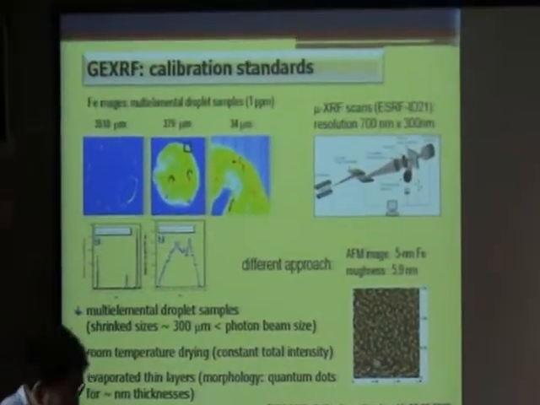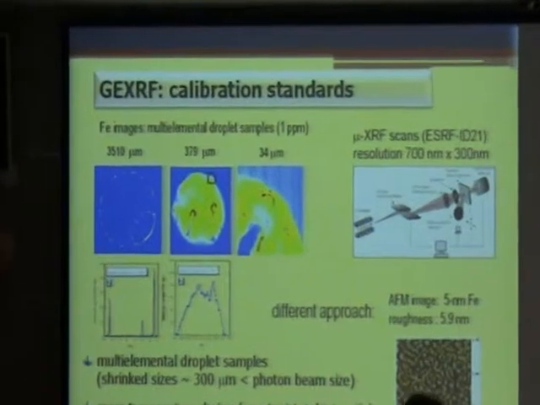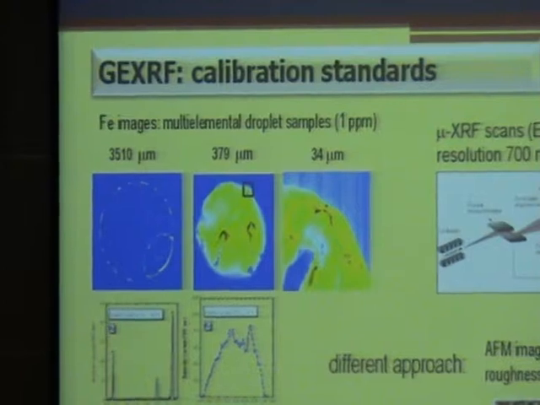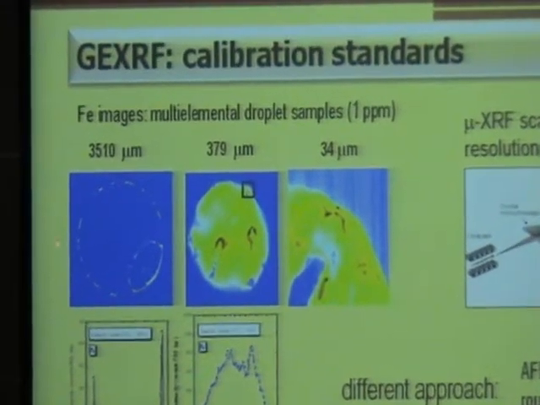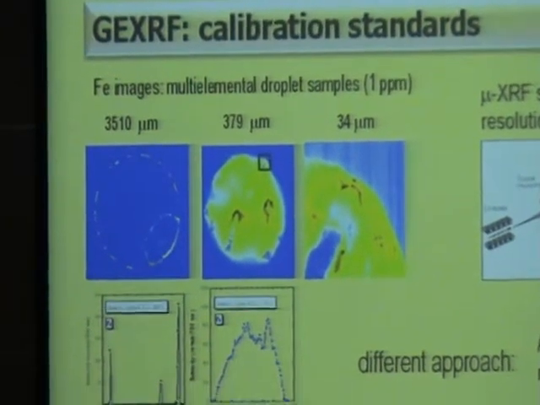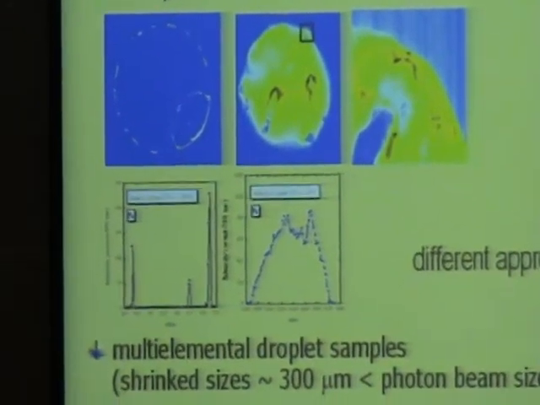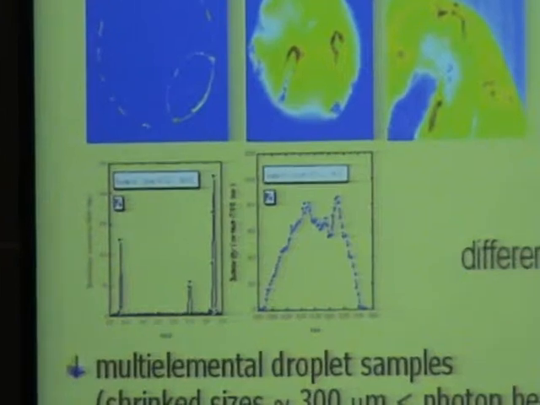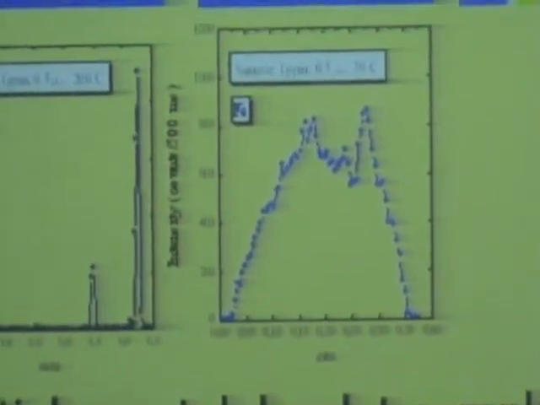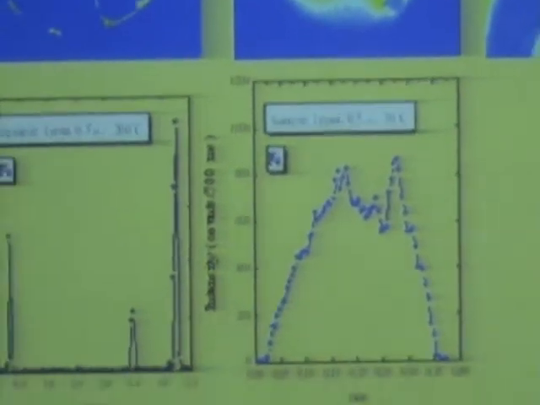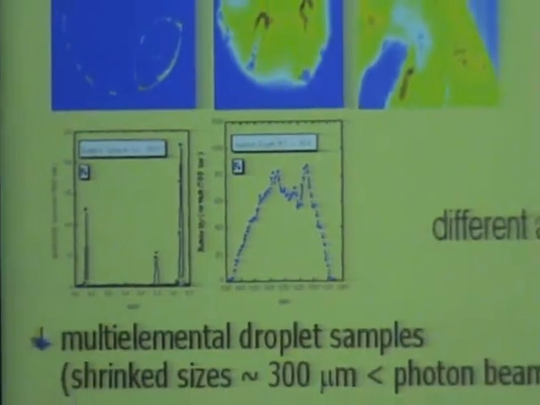We know that during the drying the droplet shrinks, and the diameter is 300. So you see the droplet which was dried at a very high temperature. You see the remains of the original size. But this is a scan. We used micro X-ray fluorescence on the droplet residue with the resolution 700 by 300 nanometers. So it's really below micrometer.